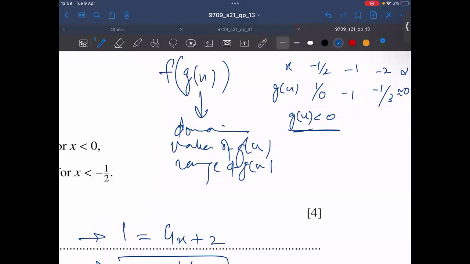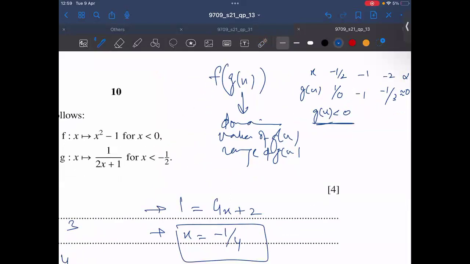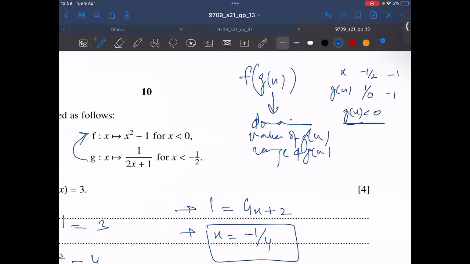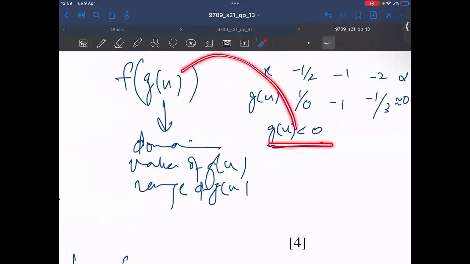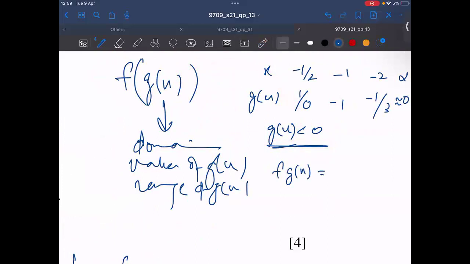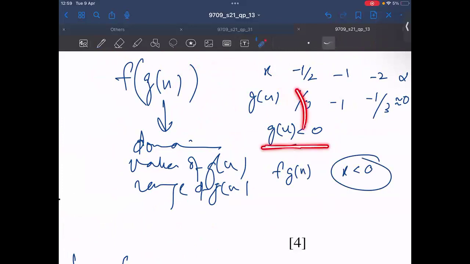Now, these values of g of x are becoming the domain in f. As these values of g of x become the domain of f of x, the domain of f of g of x is going to be what? The domain of f of g of x is going to be x less than 0. Is it clear or not? Yes, sir. Because these values of g of x are becoming the domain in f of g of x.